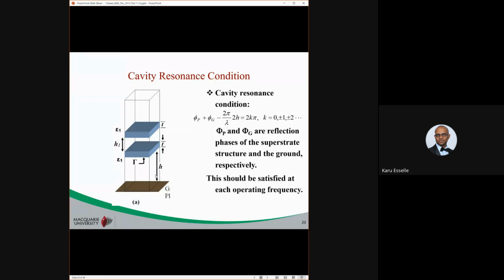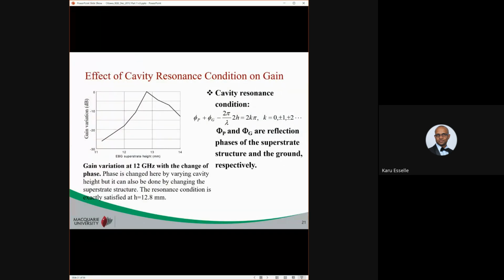delay. So altogether, for one complete loop, the phase change is phi p plus phi g minus 2 pi over lambda times h, and that sum should be an integer times 2 pi. And that is the cavity resonance condition. When this is satisfied at one frequency, the cavity would resonate. And if you want a dual band antenna, this should be satisfied in both bands, and so on. Okay, so this is one condition.